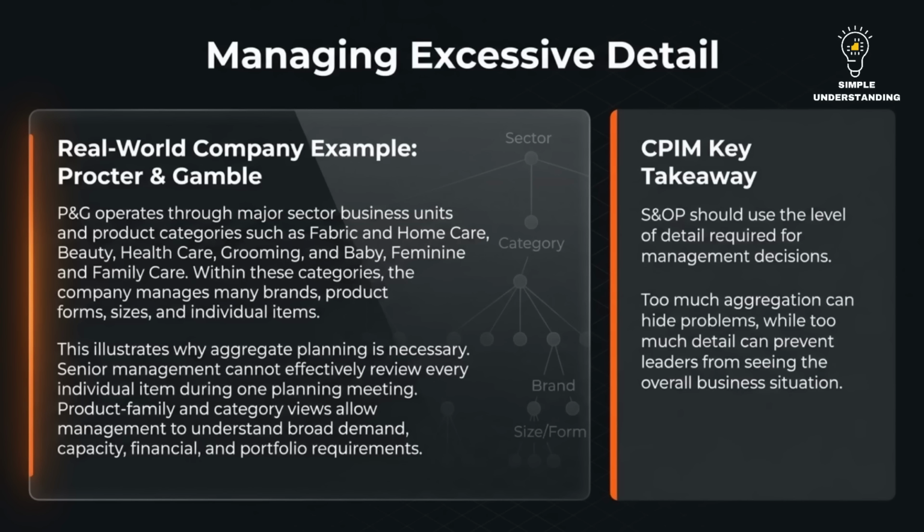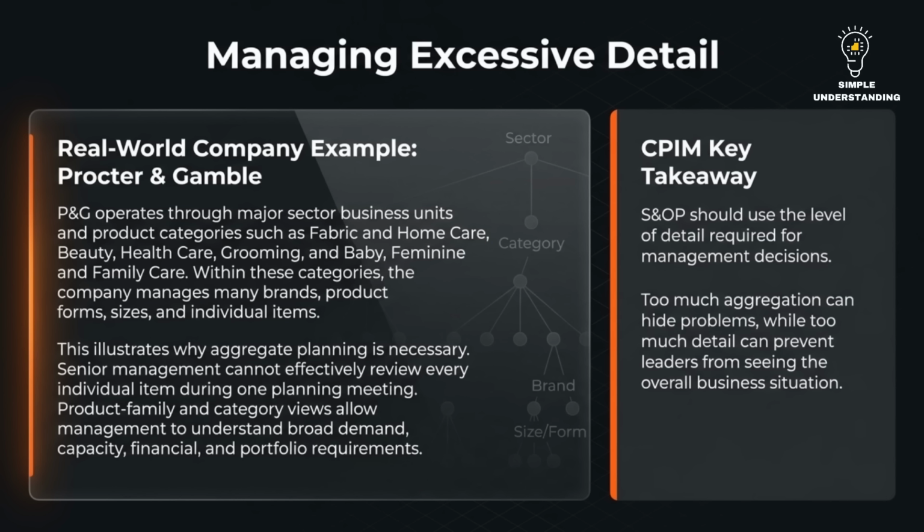Real-world company example, Procter & Gamble. P&G operates through major sector business units and product categories, such as fabric and home care, beauty, healthcare, grooming and baby, feminine and family care. Within these categories, the company manages many brands, product forms, sizes, and individual items. This illustrates why aggregate planning is necessary.